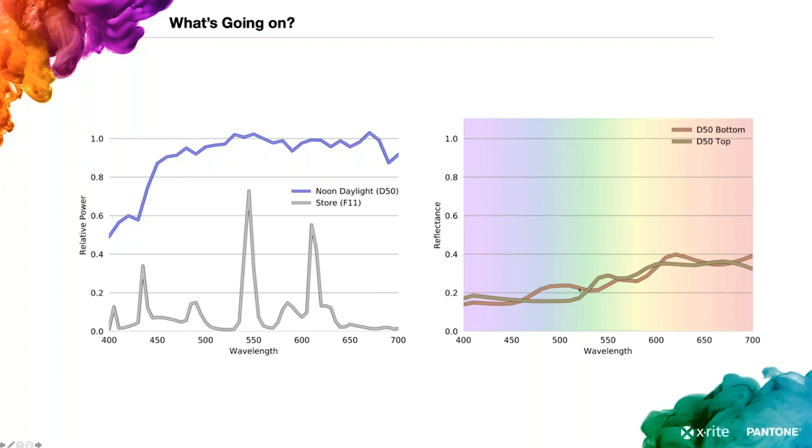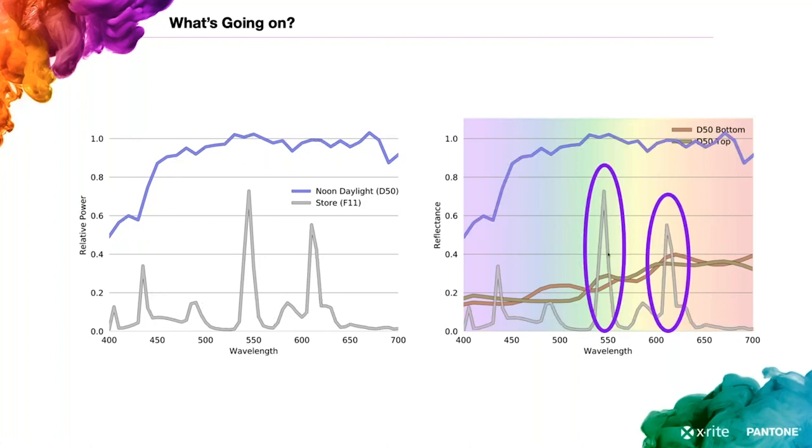Okay, let's shift the graph over. I want to make note of these two peaks in fluorescent F11. And if you look at where light is getting reflected and absorbed, think back to that graph I just talked about where blue is reflecting blue light and orange is reflecting orange light. So if you look at this, this is the greenish portion of the spectrum. And if you look at the major peak in F11, you can see that the green curve is higher here. So it's saying you need to reflect more green light.